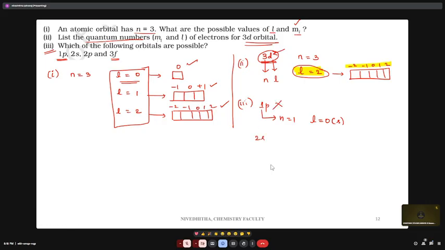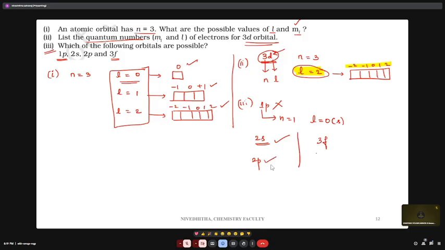Is this orbital possible? Is 2s possible? Rakshan, is 2s possible? Yes, because in the second shell I can have two subshells, which are 0 and 1. So 0 is possible. If it is 0, then the azimuthal quantum number is right. It is possible. How about 2p? It is possible, ma'am. Yes, because in the second shell I can have two subshells, 0 and 1, that is s and p. So this is also possible.